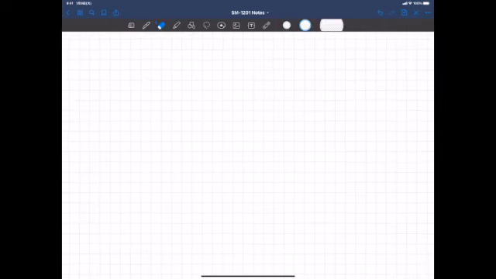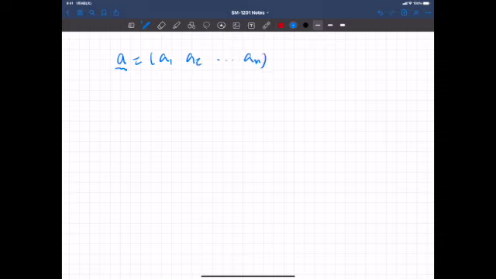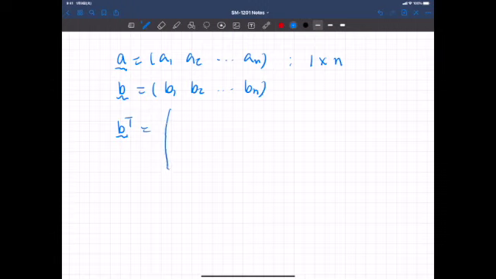Okay, now consider this example. Every row vector such as A1, A2, An can be considered as a 1 by n matrix. So let's say we have two such row vectors, B1, B2, Bn. Then if we take the transpose of B, then that becomes a column vector.